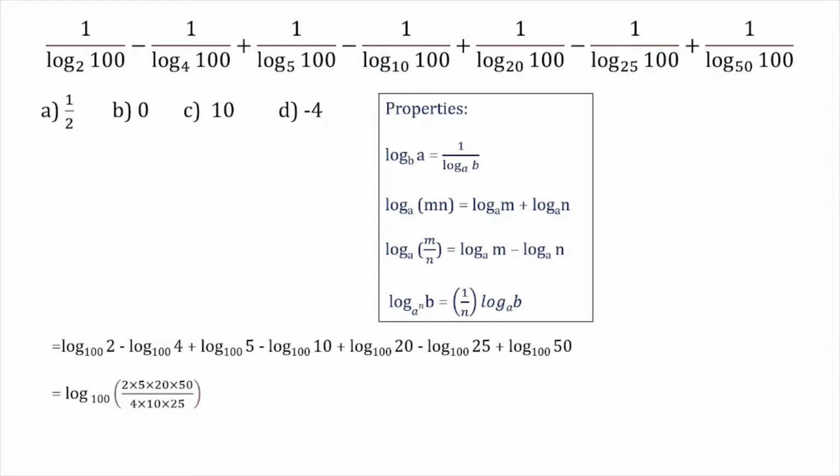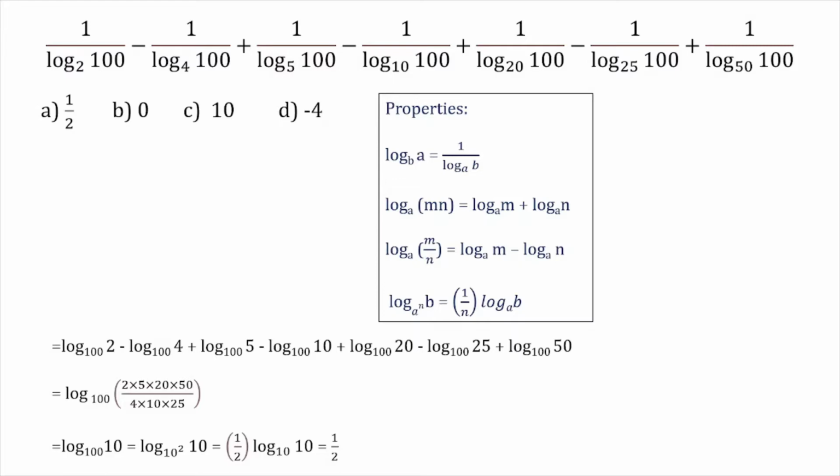Now you can simplify the term which is inside the bracket, and after simplifying you will get it as 10. This 100 can also be written as 10 square. So you can write it like log 10 to the base 10 square.